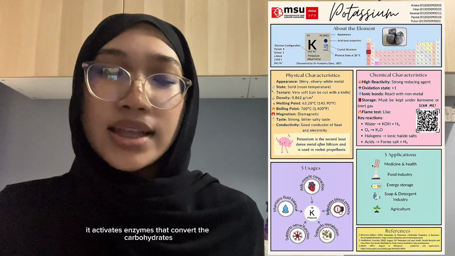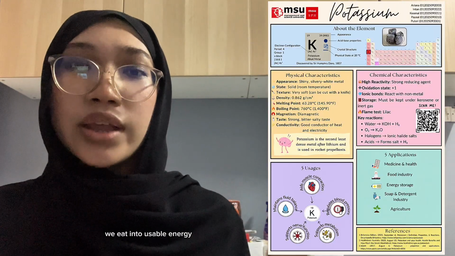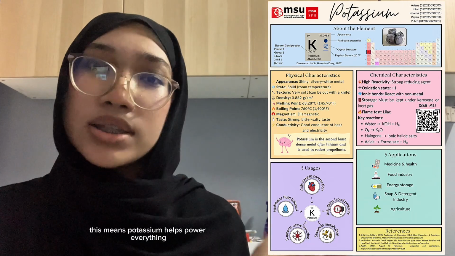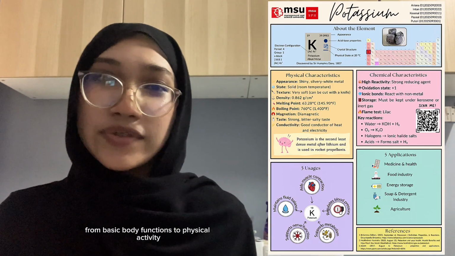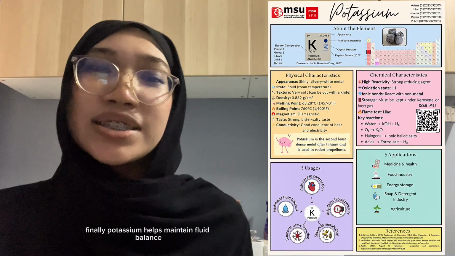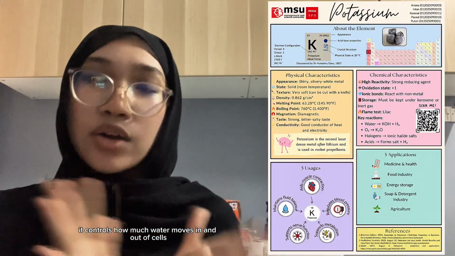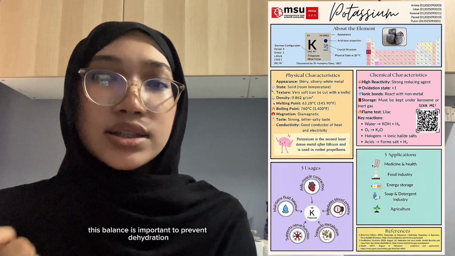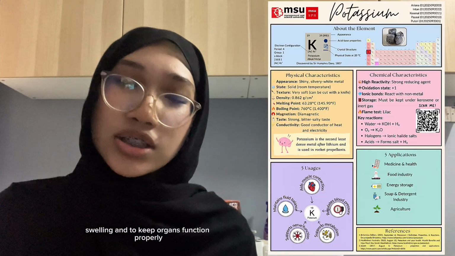It activates enzymes that convert the carbohydrates we eat into usable energy. This means potassium helps power everything from basic body functions to physical activity. Finally, potassium helps maintain fluid balance. It controls how much water moves in and out of cells. This balance is important to prevent dehydration and swelling, and to keep organs functioning properly.